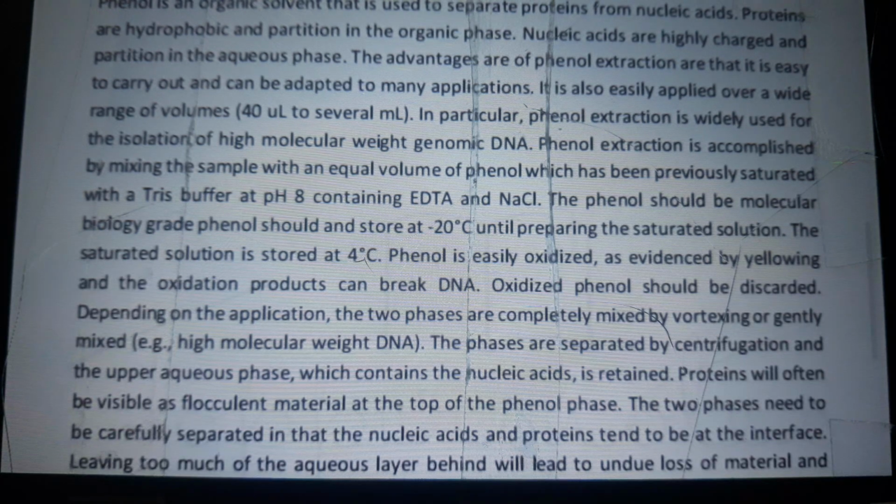Phenol extraction is accomplished by mixing the sample with an equal volume of phenol, which has been previously saturated with a Tris buffer at pH 8 containing EDTA and sodium chloride. The phenol should be molecular biology grade phenol, and stored at minus 20 degrees centigrade until preparing the saturated solutions. The saturated solution is stored at 4 degrees centigrade.